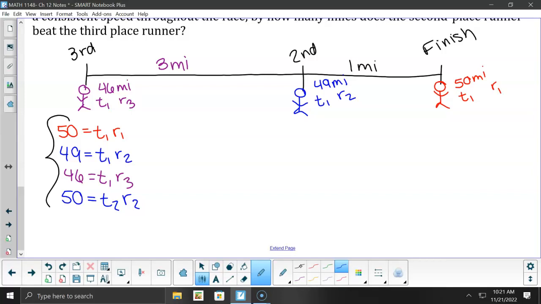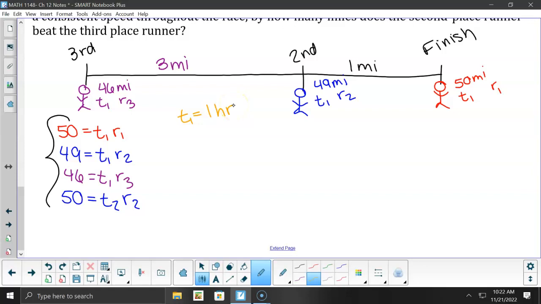Now, I got a question. If the first three all have the same time, could I just make up a time that it took? Why not? How many hours do you think it took them to run 50 miles? 1 hour? They're super zoomy? One is easy. Okay. So we are assuming these are ridiculously quick people, and we're going to set time 1 equals 1 hour.